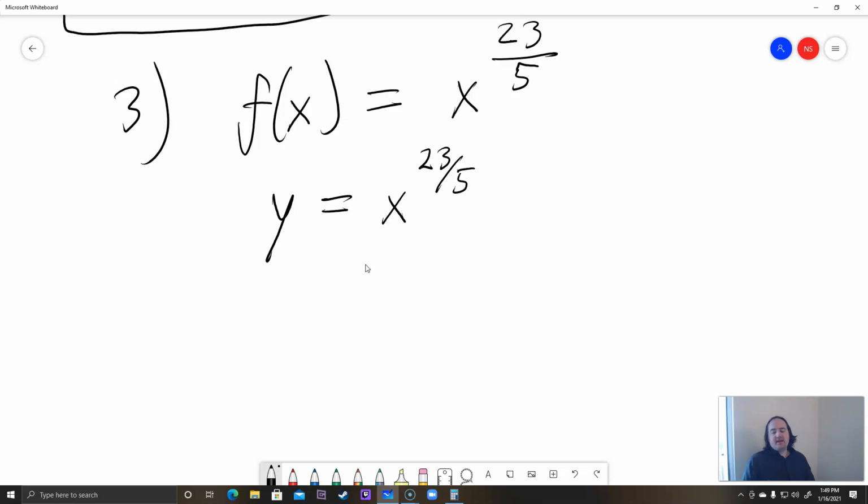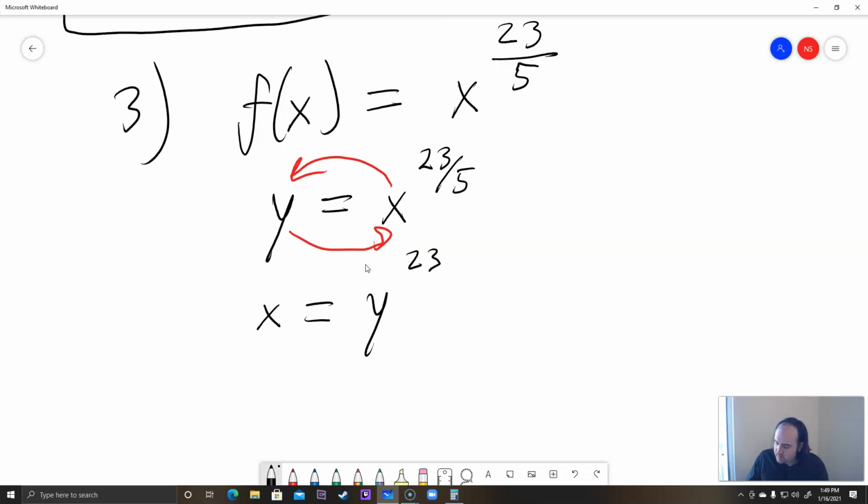Okay? Next step is to interchange x and y. So we're just switching the letters. We're not moving anything else around. So we get x equals y to the 23 over 5. Okay? And then we want to solve for this new y.